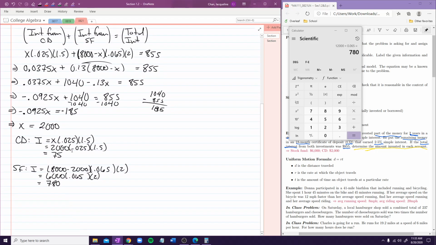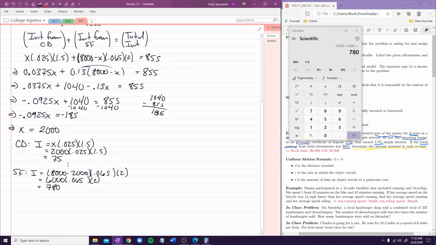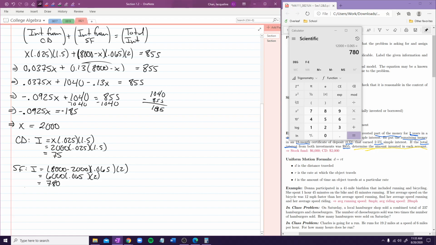And so what are we going to do with these values? We know that the interest from the CD plus the interest of the stock fund is 855. So our question is, 75 plus 780, is this equal to 855? And guess what? It is. So we know that this is correct, or that this holds.